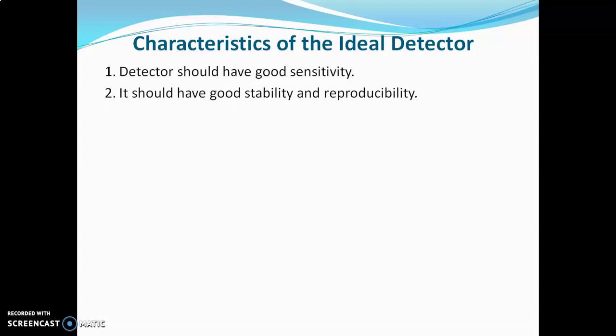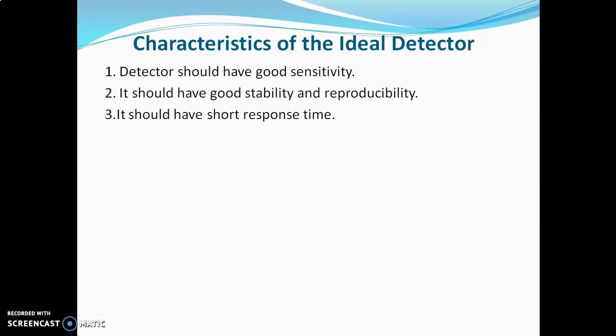Next, it should have good stability and reproducibility. What is reproducibility? If we inject the same sample 10 times in the GC, we should get almost the same result for all those 10. Reproducibility. It should have short response time. The detector should detect the sample quickly. Flame ionization detector and electron capture detector have very short response time.